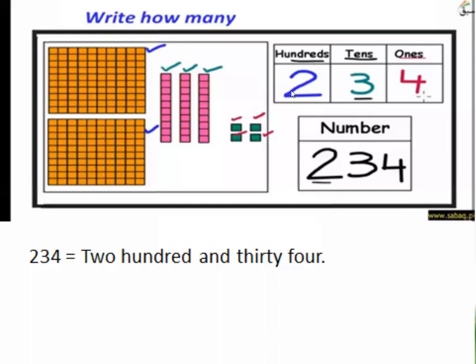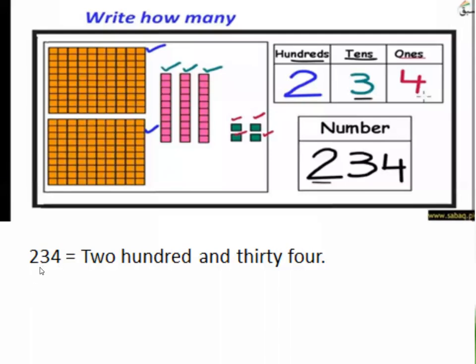Now tell me which number is this? This number is 234. This block shows the number 234. 2 hundreds means 200, 3 tens means 30, and 4 ones means 4. So this block shows 234.